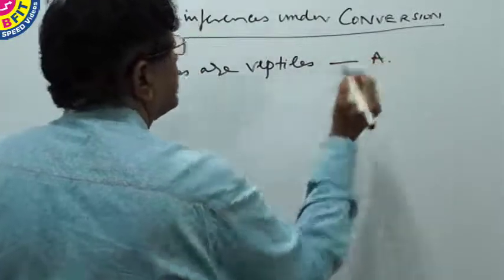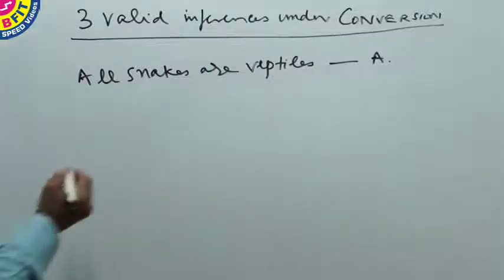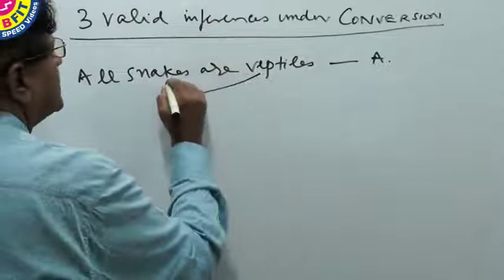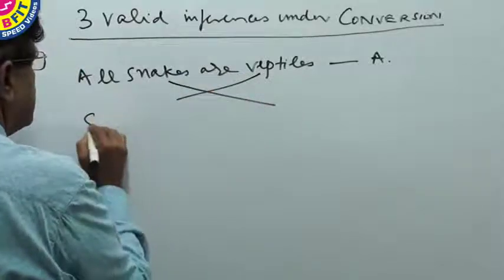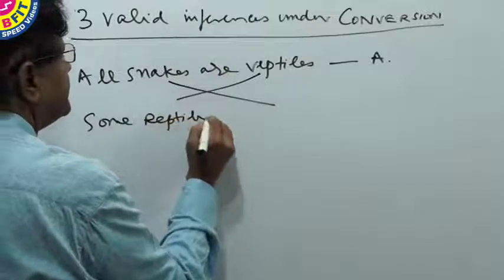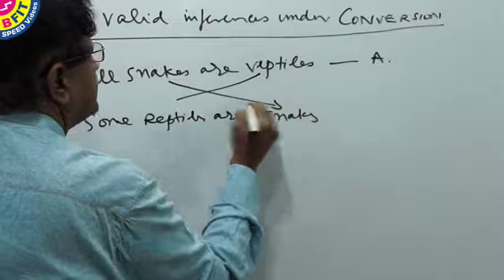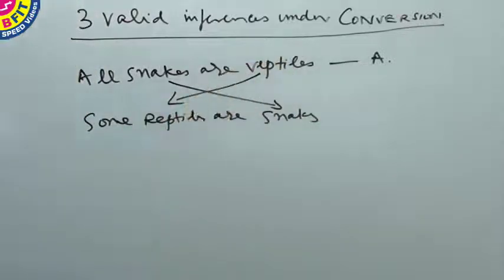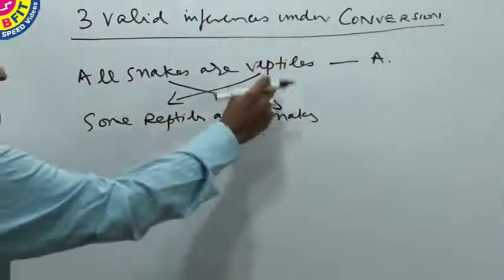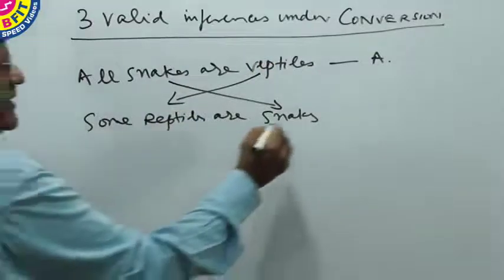This is an A-type statement. We can convert it into "some reptiles are snakes." The subject becomes the predicate and the predicate becomes the subject. It is a valid I-type statement.